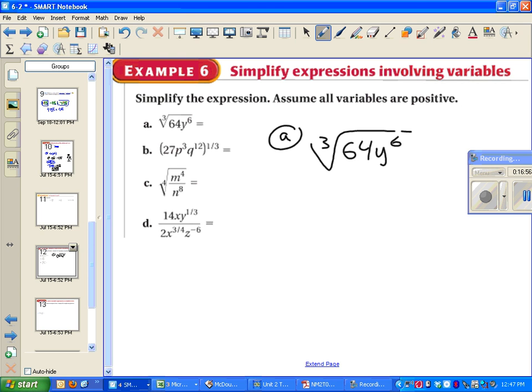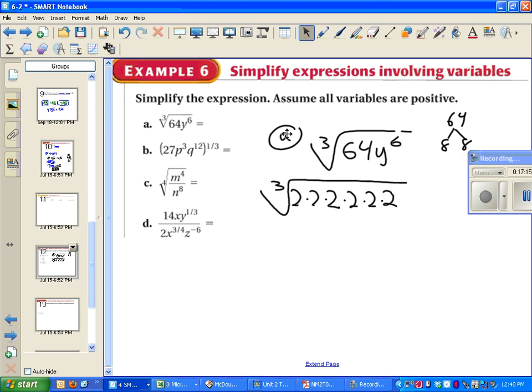So 64 would be 8 times 8, so you can recognize that the cube root of 8 is 2, or you could break that down further. If I break it down into 2 times 2 times 2, that's one 8, and 2 times 2 times 2, that's another 8. And then y to the 6th, let's see, we have y cubed times y cubed. Okay, you add them, so that is definitely y to the 6th.